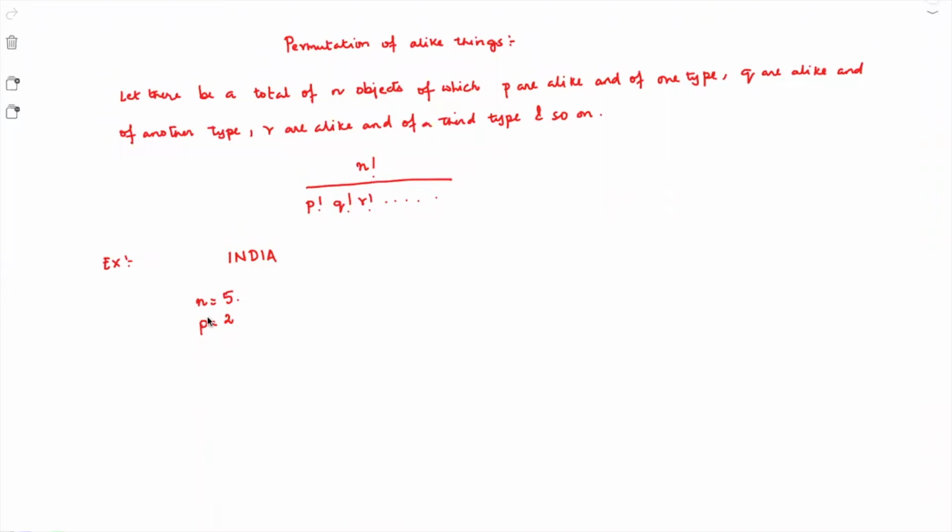So when we have to find out the number of permutations of the letters of the word India, using this particular formula, we will write 5 factorial by 2 factorial, which will be 5 into 4 into 3 into 2 factorial divided by 2 factorial, which will effectively give us 60.